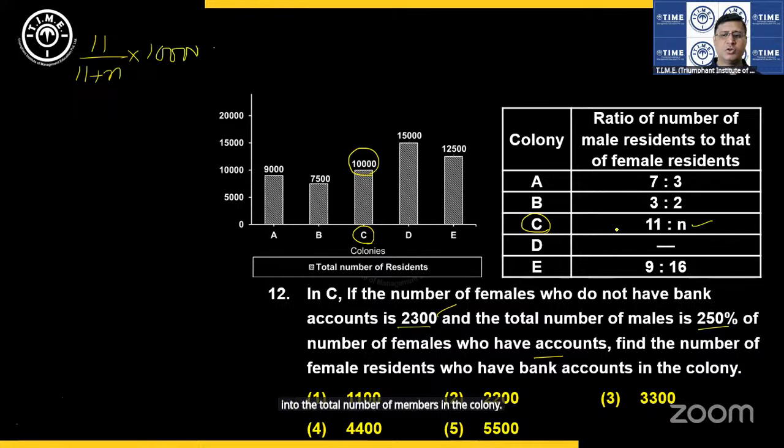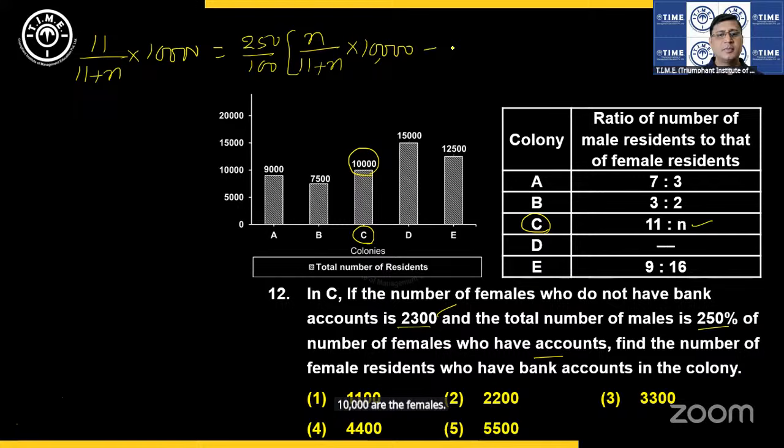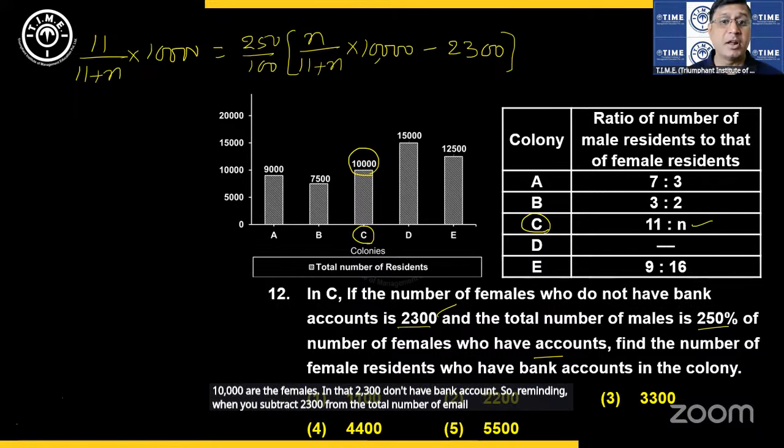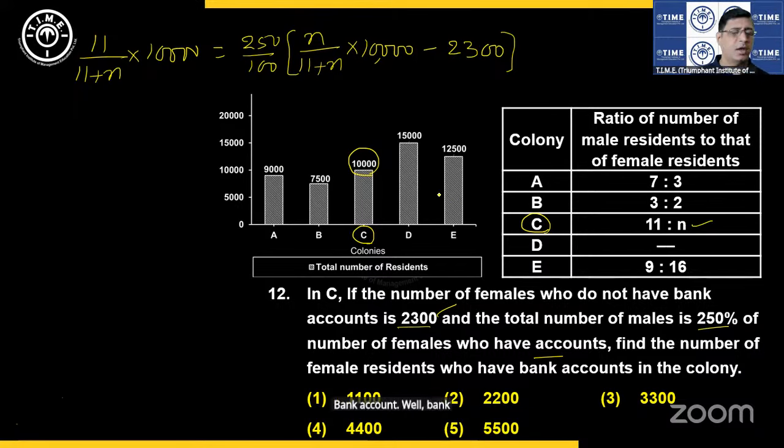That is 10,000 is equal to 250% of the females. 250% is 250 by 100, of the females. Females here are n by 11 plus n into 10,000. In that, 2,300 don't have a bank account. So when you subtract 2,300 from the total number of females, you get the number of females who have a bank account. Now, simplify this. What is the cancellation?